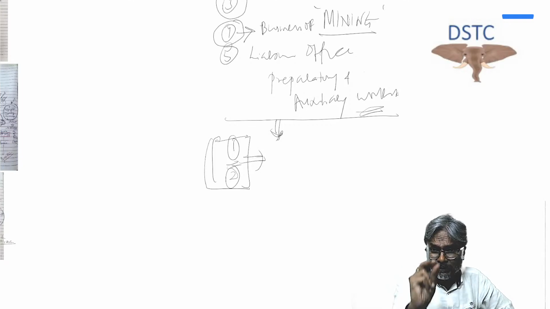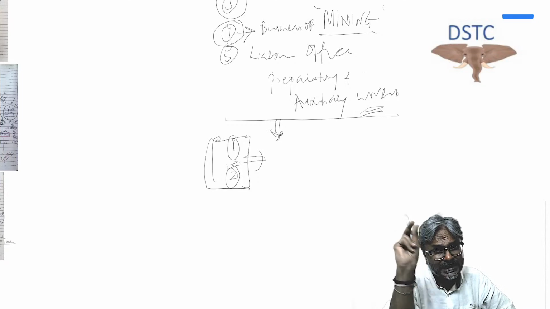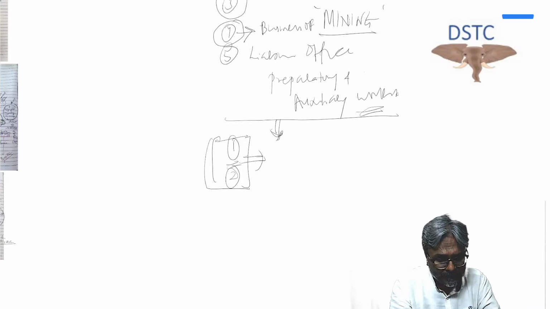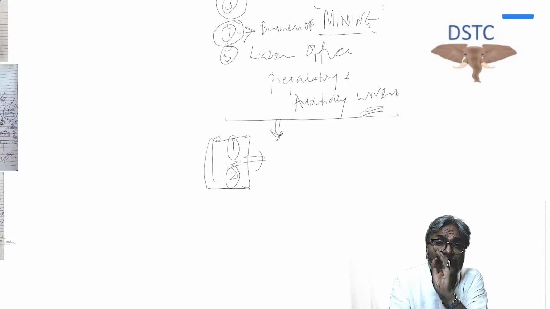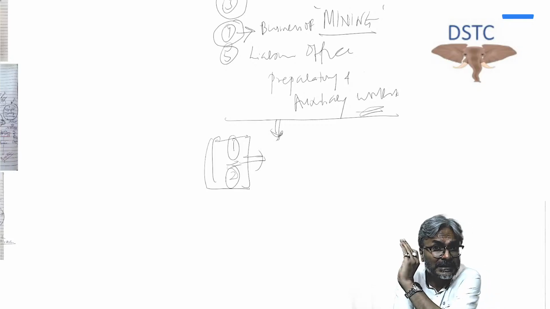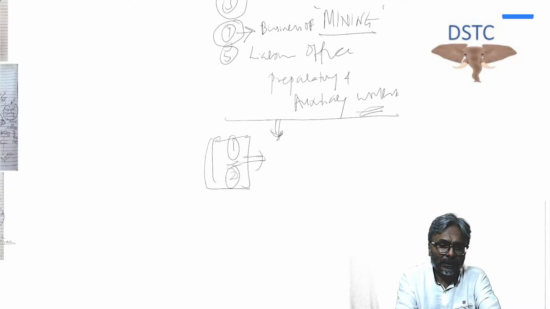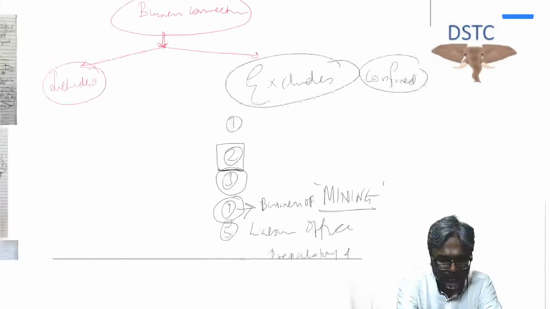So preparatory or auxiliary activity is only excluded from the business connection. Beyond that, students, everything else is a part of your business connection in this regard.